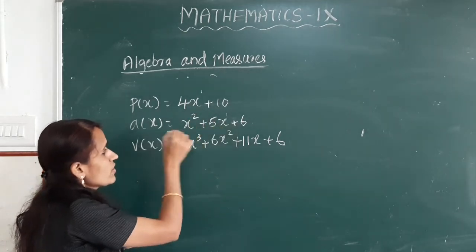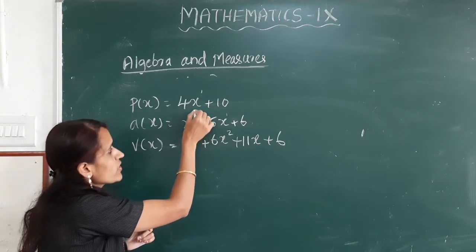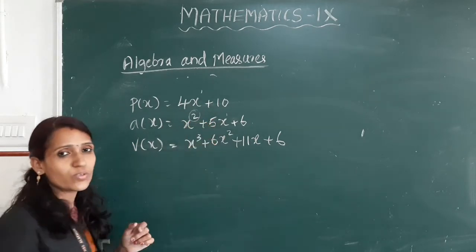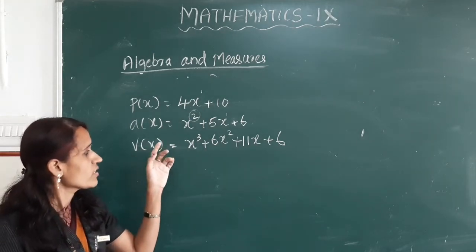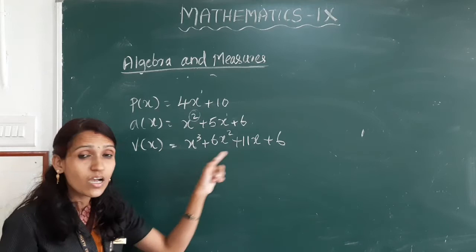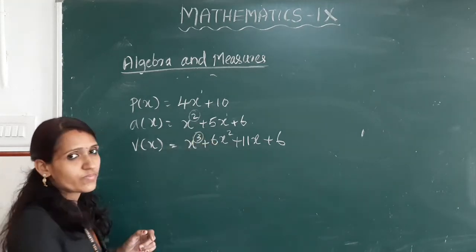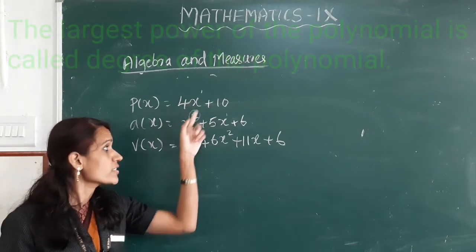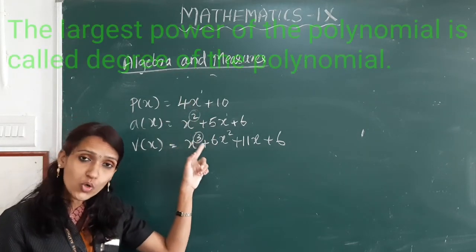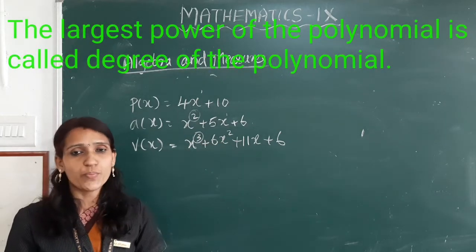So, the second equation, highest power is 2. Right? In third equation, its highest power is 3. Isn't it? That is, the largest power of the polynomial is called degree of the polynomial.